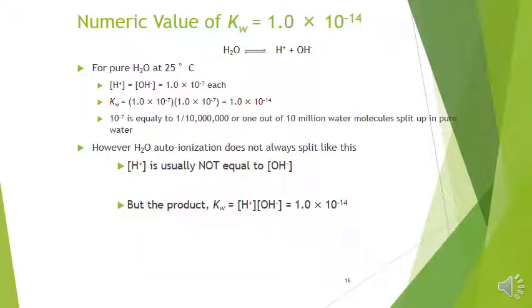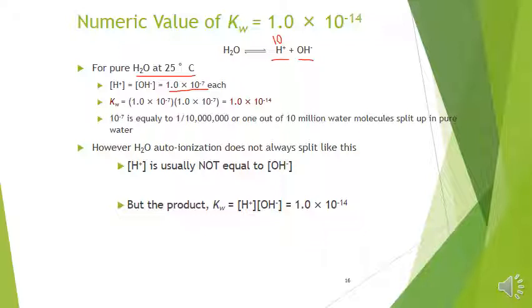When water is at normal room temperature, which is about 25 degrees C, about 70 degrees Fahrenheit, it turns out the amount of acid and the amount of base are equal to each other. So one water out of 10 million splits into acid and base.